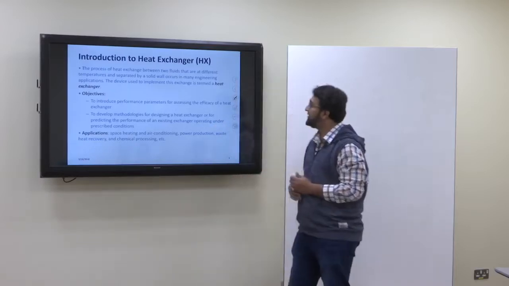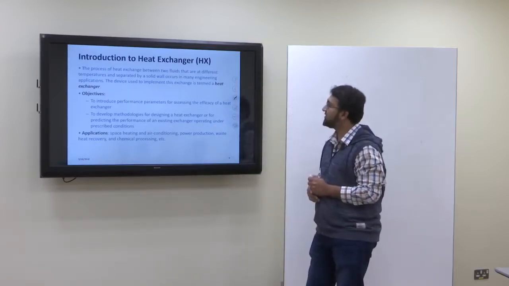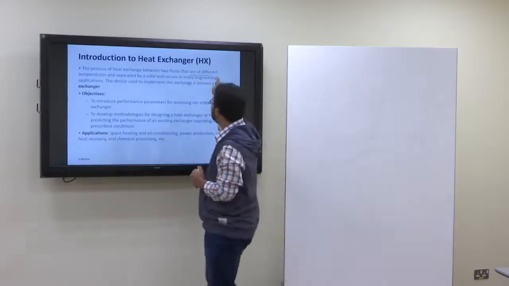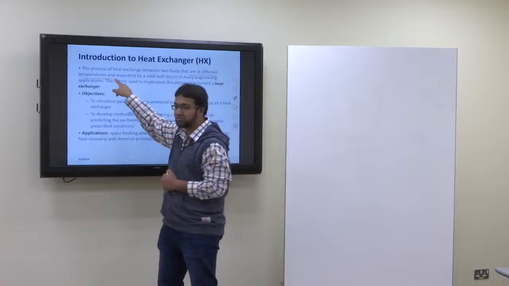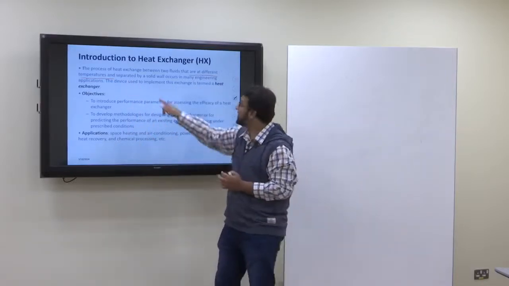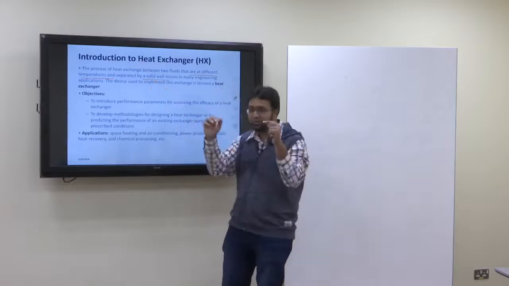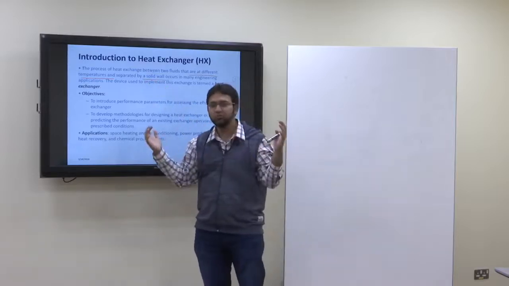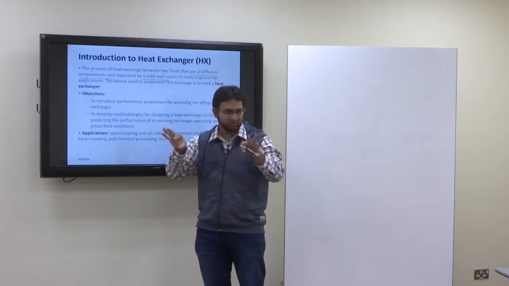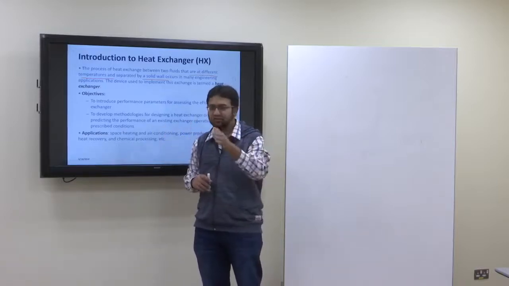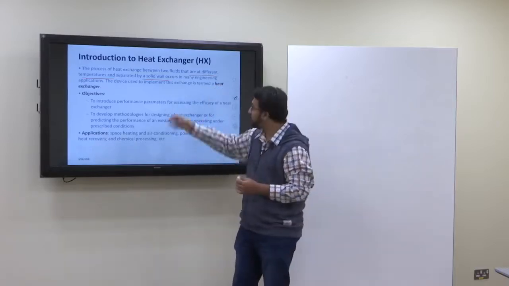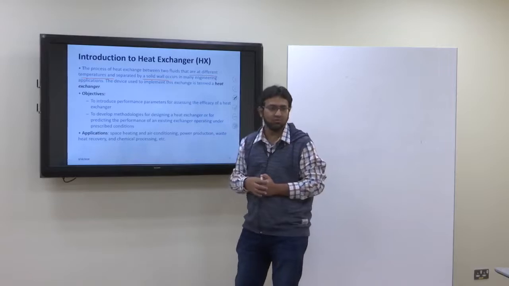So the process of heat exchange between two fluids that are at different temperatures and separated by a solid wall. Obviously, temperature difference is important. Without temperature difference, there is no heat exchange. And they are separated by a solid wall, because the two fluids which are exchanging heat, you don't want them to mix together. You want them to remain separated. So you need a separating boundary. That separating boundary is the solid wall.